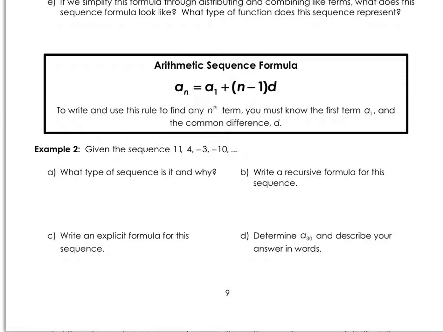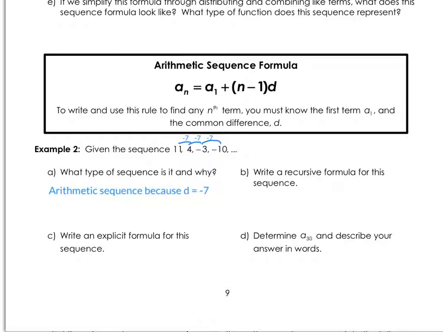So let's look at this example. Given the sequence 11, 4, negative 3, negative 10, what type of sequence is it and why? Well, in order to figure that out, I have to look and see, well, how am I getting from 11 to 4? Well, one option is to do minus 7. And I want to see if that's true all the way through. So does that work for 4 to negative 3? Subtract 7, yes. And then negative 3 to negative 10, subtract 7. Since that's a common difference, I'm going to say that the sequence is arithmetic. And that's because there's a common difference, d, of negative 7.